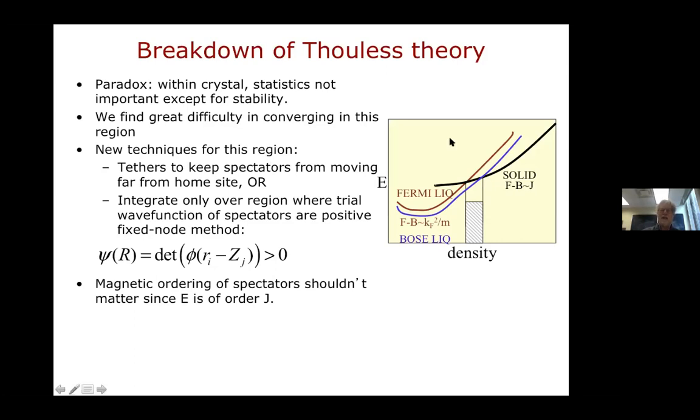And so indeed, when we get close to melting, we find great difficulty in converging our expansion. And one speculation might be that these long ring exchanges are the things that are actually leading to melting. Okay, we had to have special techniques in order to stabilize the crystal, no melting.